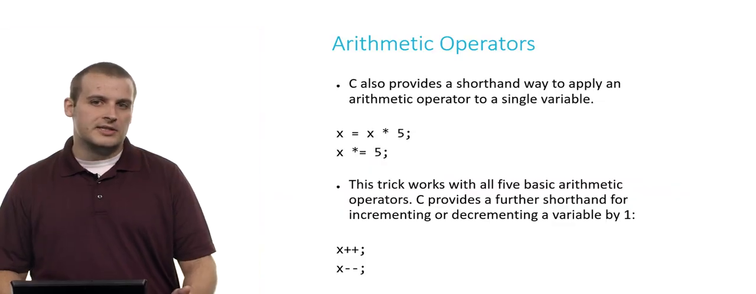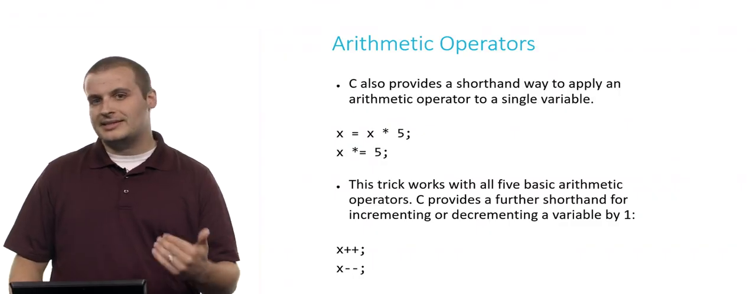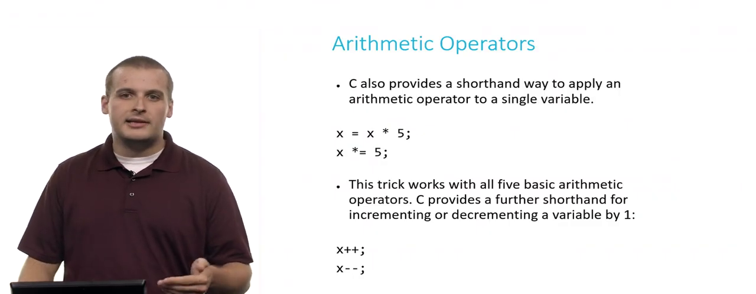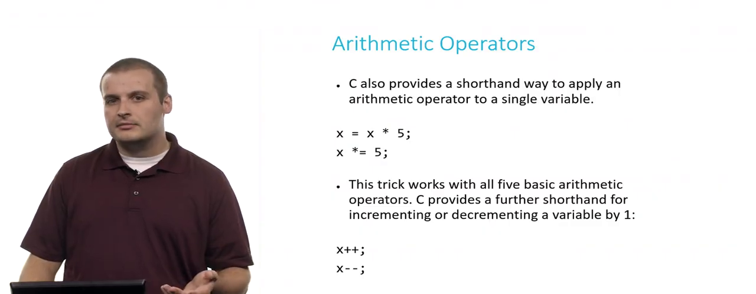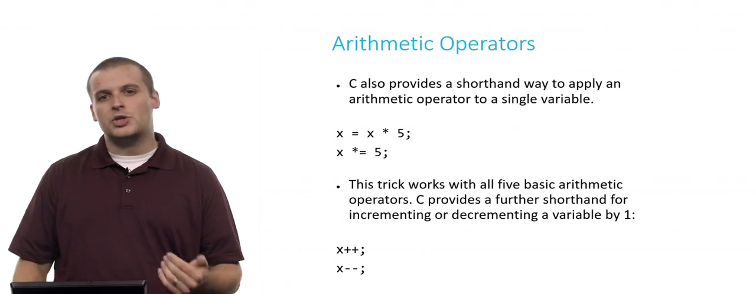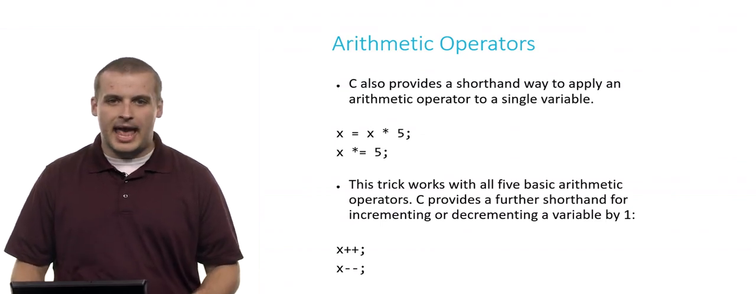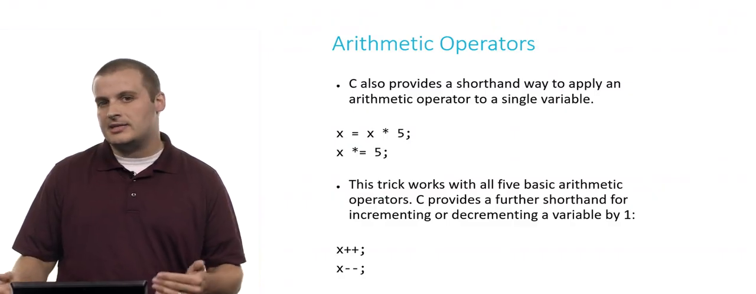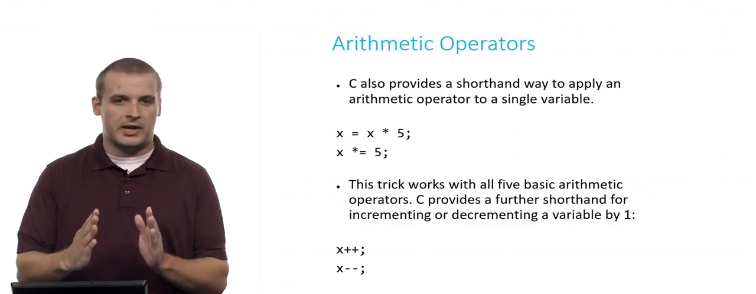C also gives us a way to apply an arithmetic operator to a single variable in a little more shorthand way. On the previous slide, we saw x equals x times 5. That worked. x times 5 then gets stored back in x. There's a shorter way to do it, though, and this is the syntax: x times equals 5. It's the same exact thing as saying x equals x times 5. It's just a slightly shorter way to do it.